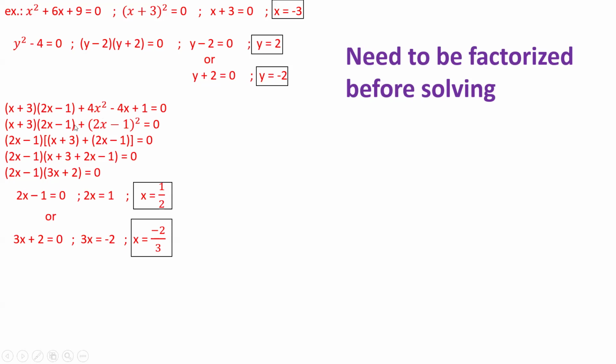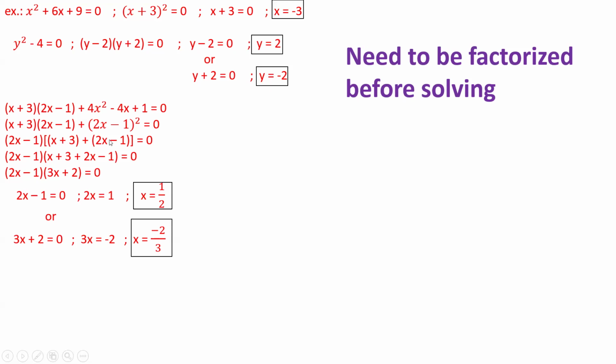Now, here we have x plus 3 into 2x minus 1 as the first term, and 2x minus 1 squared as the second term. What's common between the terms? We have a binomial, 2x minus 1. If I divide the first term by 2x minus 1, I am left with the binomial x plus 3, plus, dividing 2x minus 1 squared by 2x minus 1, we get 2x minus 1, equal to 0.